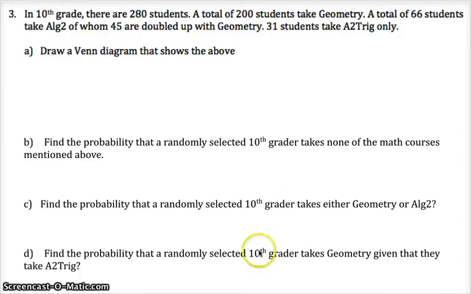No, so the example here is just kind of like what I've been talking about. Okay, so in 10th grade there are 280 students, a total of 200 students in geometry, 66 in algebra 2, and 45 in both. 31 take algebra 2 trig only. Draw a Venn diagram that shows all that.